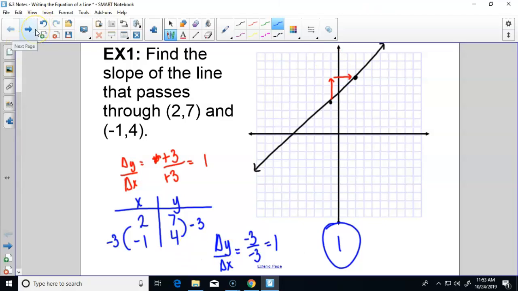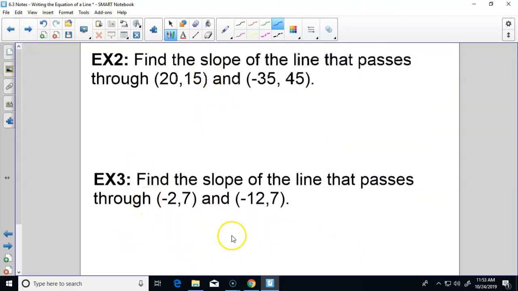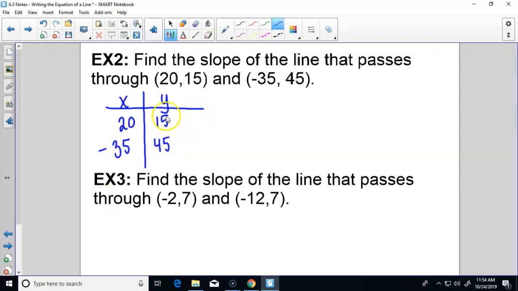However, we are going to get some problems that look like these next couple. On number 2, this graph does not really fit. These points are not going to fit on most graphs that you are able to graph. So graphing is not a very good option here. We could still make a table. We could still do x and y. And so we could do (20, 15) and (-35, 45). And if we did this, we would need to know the difference between these two.